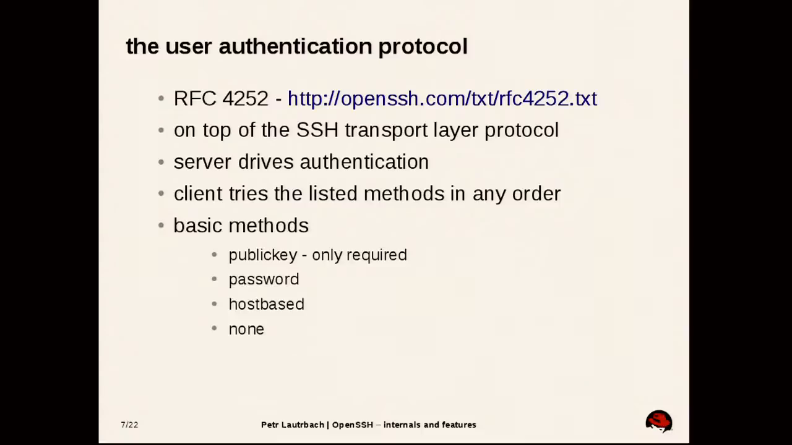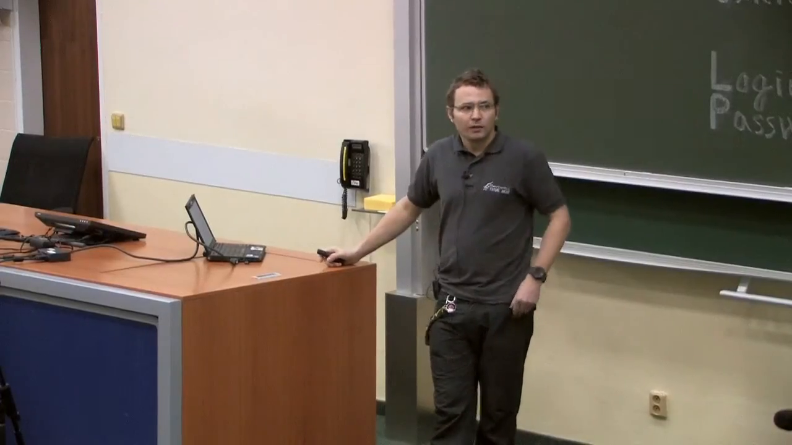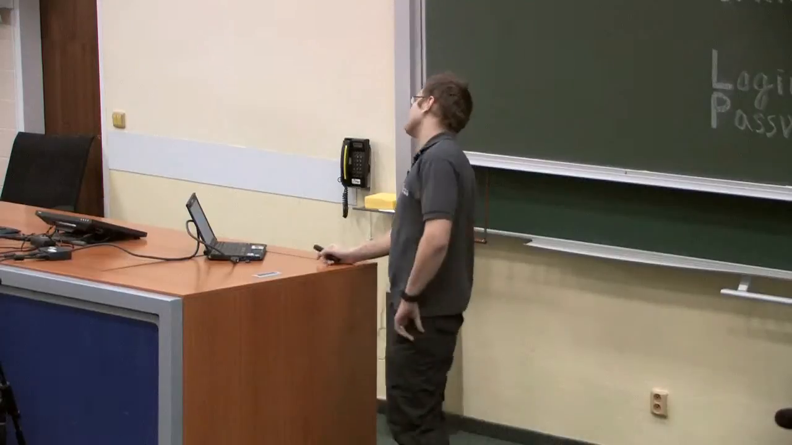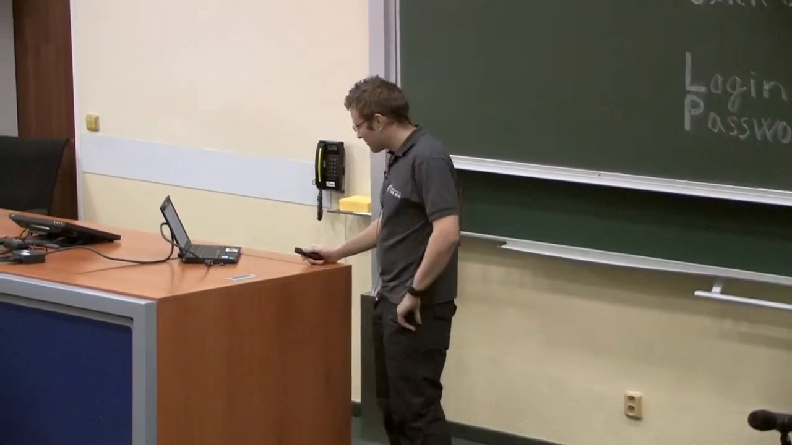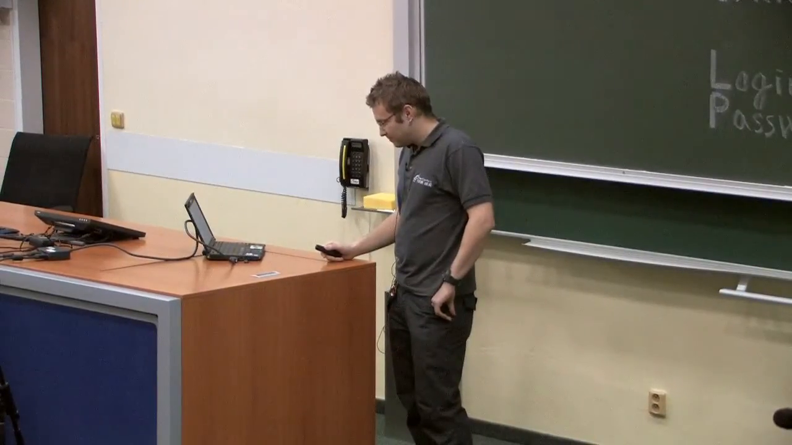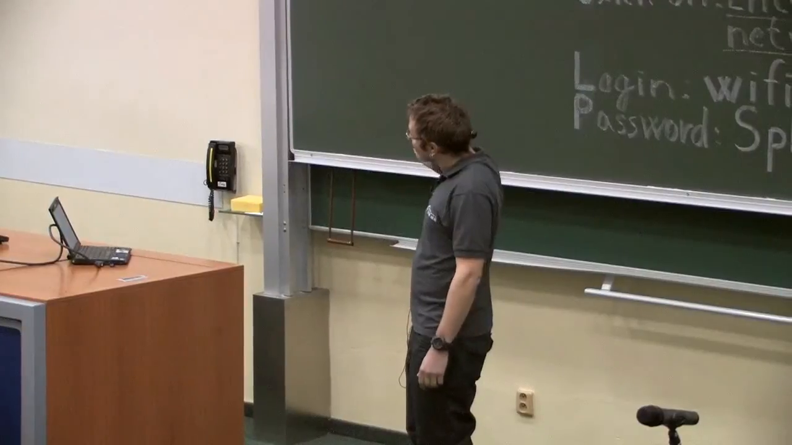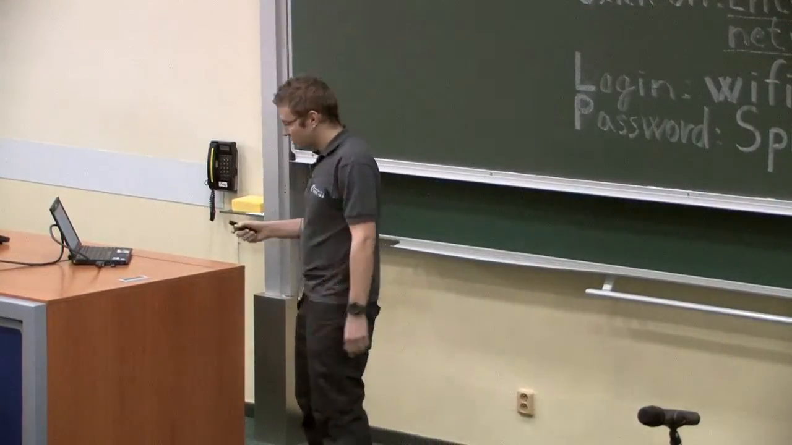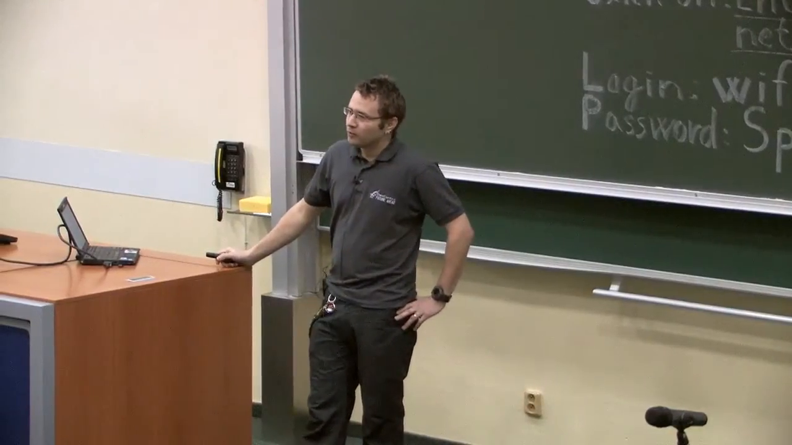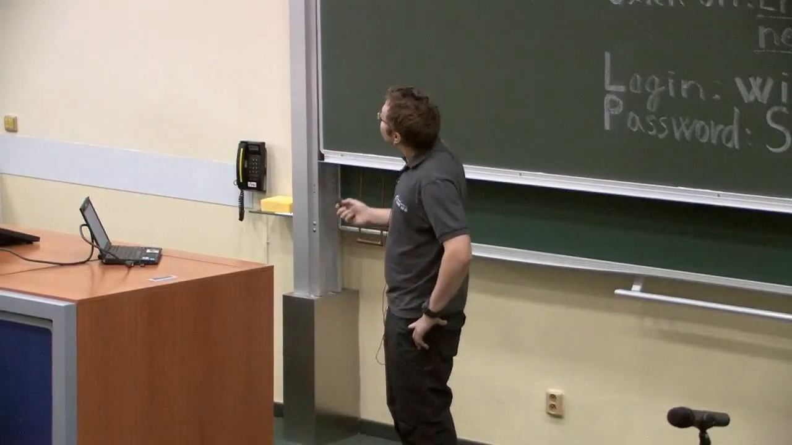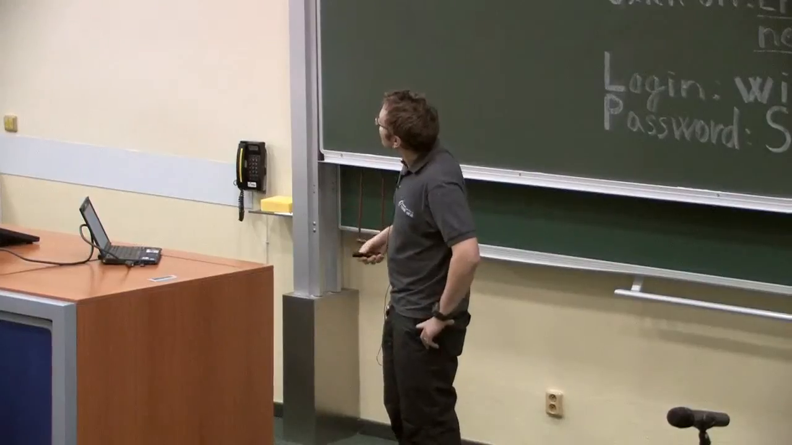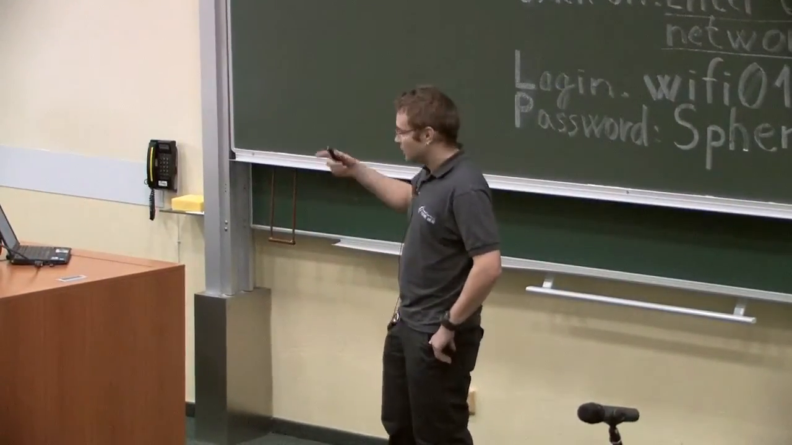Basic methods are public key, which is the only one required by the RFC, password, host based, and none. In short, public key works on public key authentication where the user and server sign their public key authentication. There's a special one, none authentication, which is used by a client who doesn't know which authentication method he should use, so he sends a request with none, and the server responds, I will talk about it later.